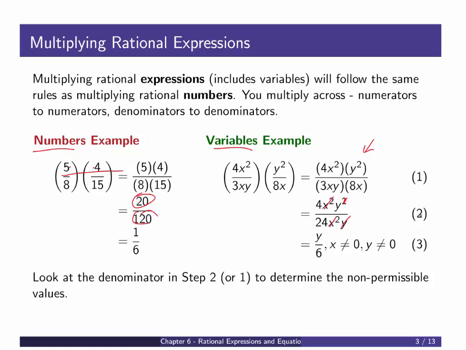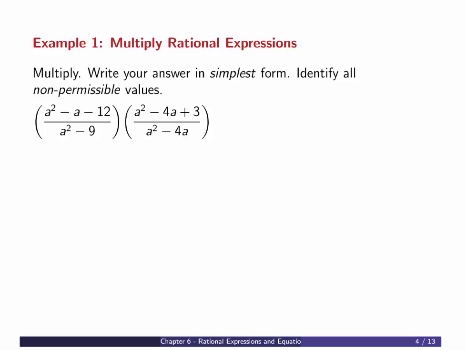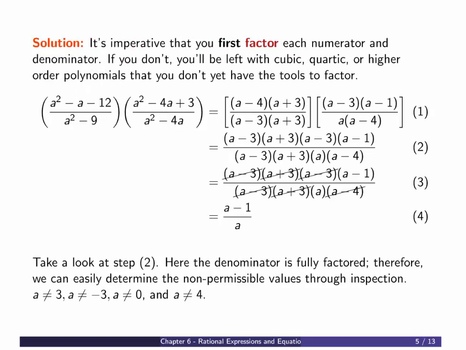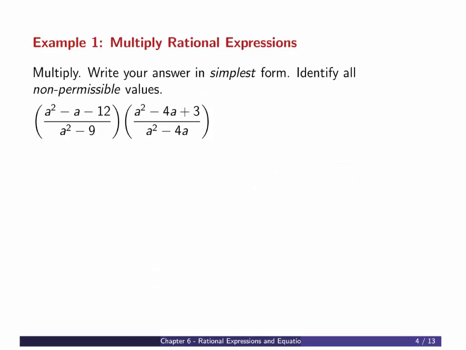The non-permissible values, however, you're going to take a look at basically the first step, or the second step, as long as you haven't canceled anything out yet, that's when you're going to take a look at it. Okay, so here we go. So here's the first question that was in your notes.